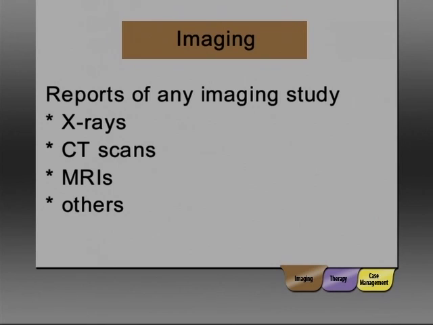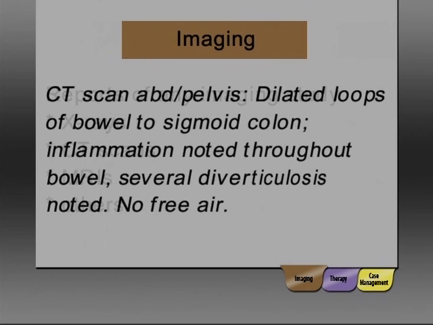Imaging is the tab where you can find the report of any imaging study, such as X-rays, CAT scans, MRIs, or others. In our example, we have the results of the CT scan of the abdomen and pelvis, reported as dilated loops of bowel to the sigmoid colon, inflammation noted throughout the bowel, several diverticuloses noted, no free air.